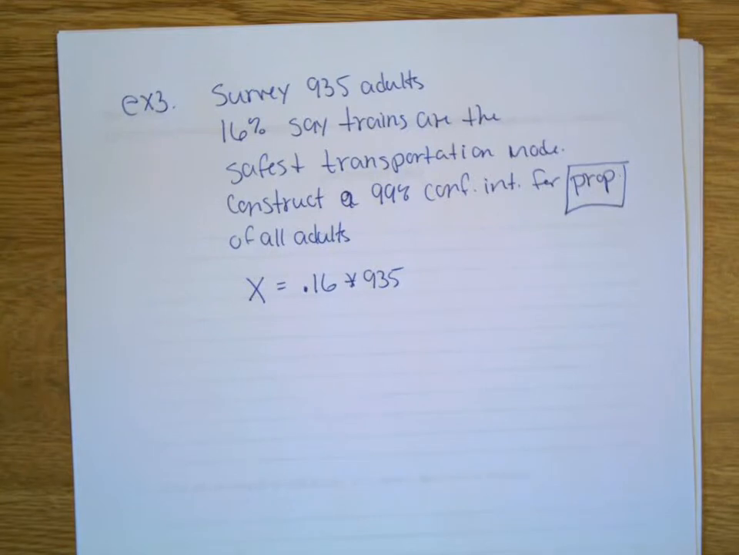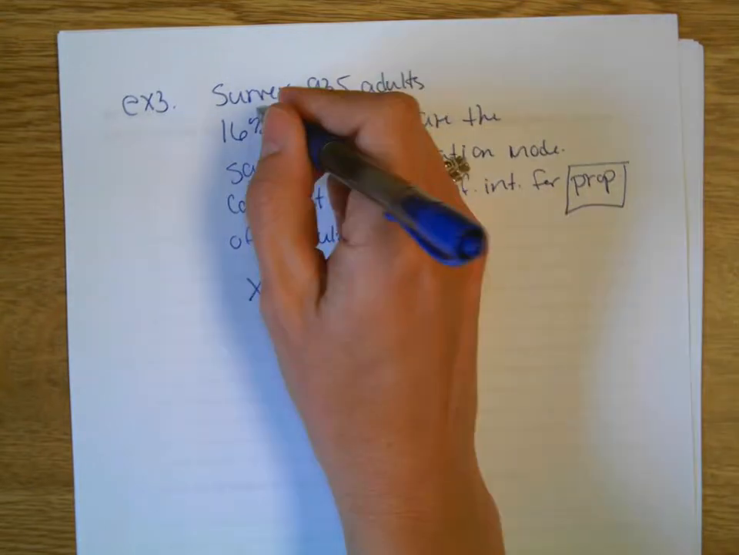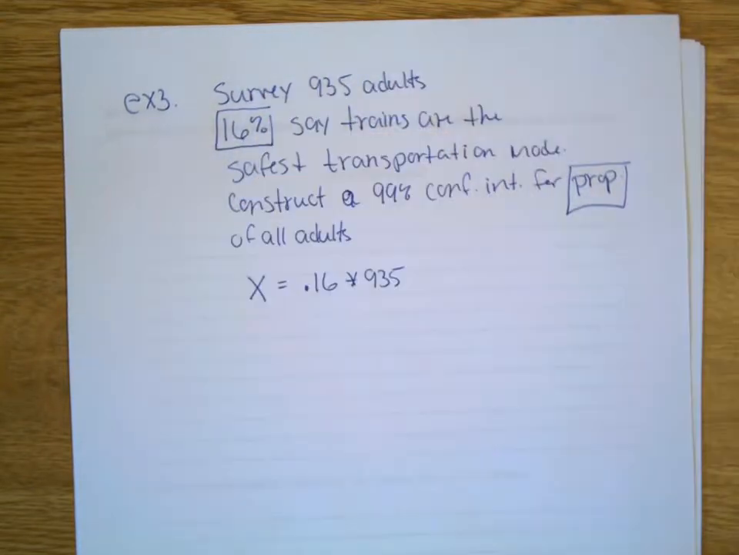When you hit enter, now let's think about that. Could I possibly have had 149.6 successes? No. This is probably rounded off. So how many successes do you think I actually had? 150. So you are going to have to go back and make X a whole number. If you try to run it with the decimal, it'll probably give you an error. There's no way you had 149.6 successes. We probably had 150, which rounds to the 16%.